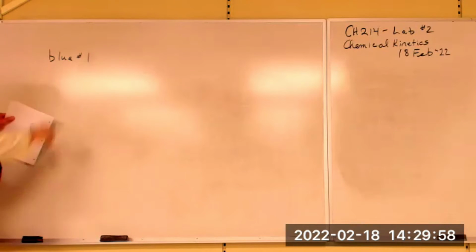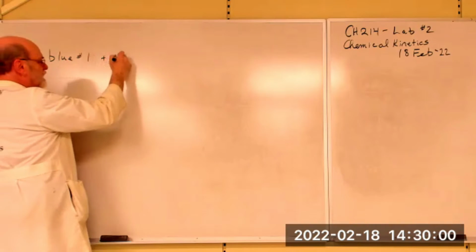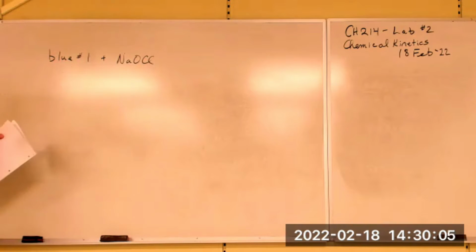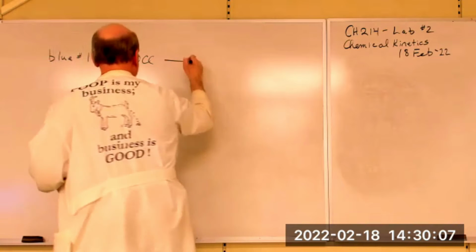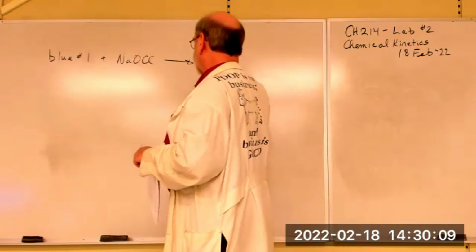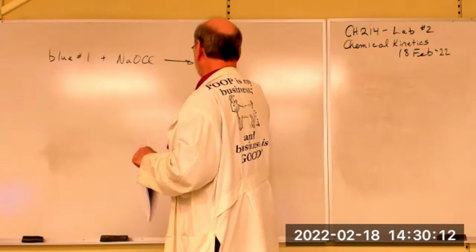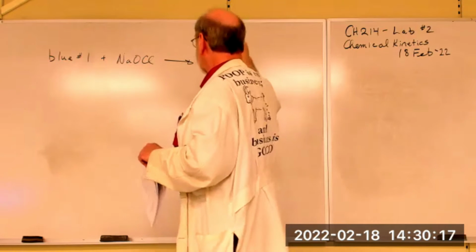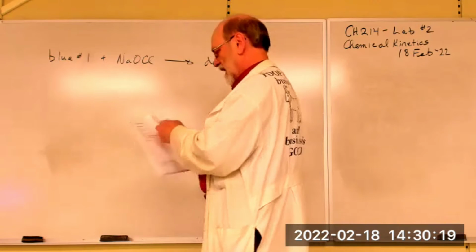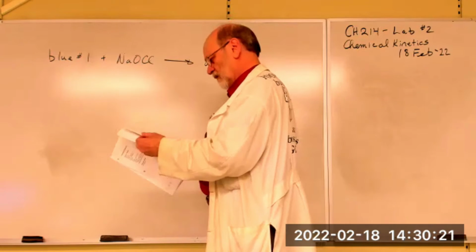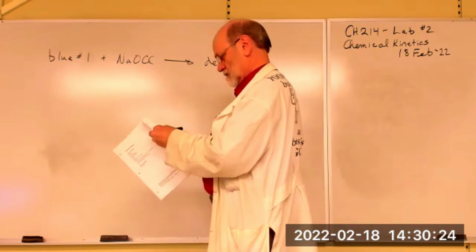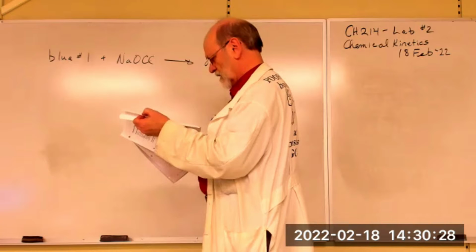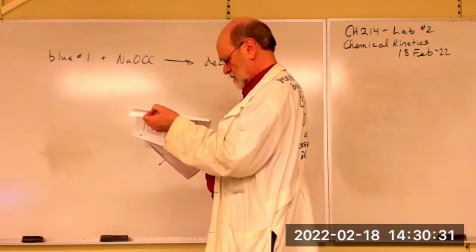And we're going to combine this with bleach, sodium hypochlorite, and it doesn't matter what it produces, but it decolors. And what we're going to do is watch this at, where's the wavelength? It's in your method. 630, I think, nanometers.